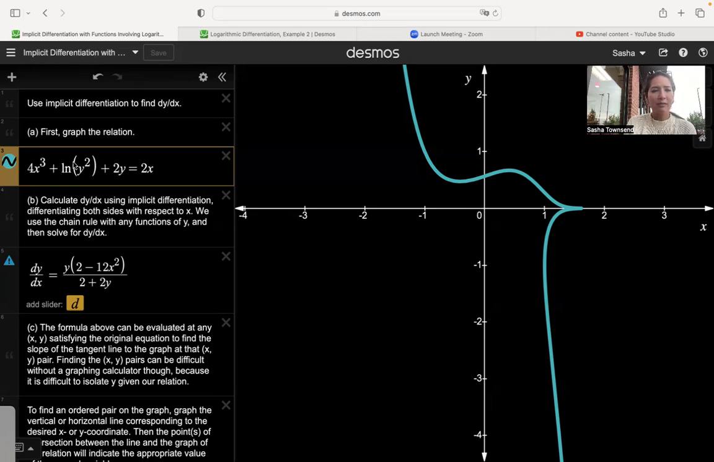If we were able to get rid of that natural log by exponentiating, we'd end up with an e to the 2y somewhere in our equation, and we could never get rid of that logarithm and the exponential at the same time. So we can't solve for y. And if we just had one term involving x, we might be able to solve for x in terms of y, but we've got this 4x cubed and the 2x term.